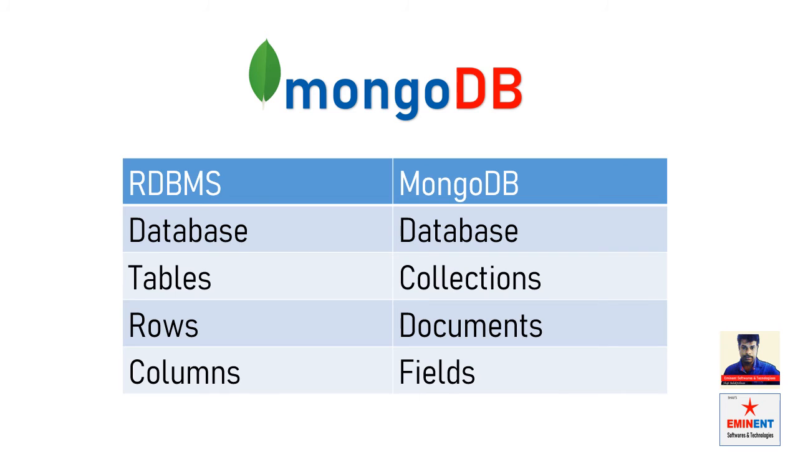MongoDB terminologies. In MongoDB, what we call a database is a database, whereas tables are called collections. Rows or records are called documents. Columns are called fields. So in Mongo, the terminology is different.